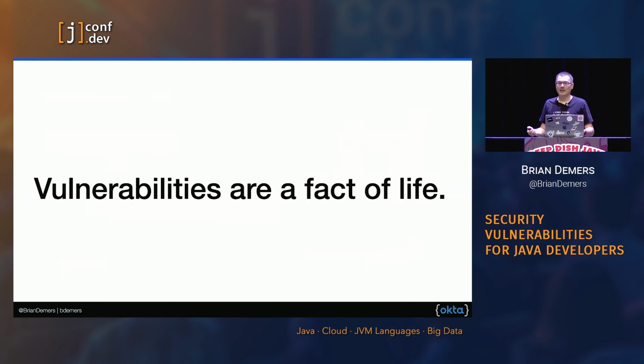Vulnerabilities are a fact of life. It's really something we need to take to heart, right? I keep mentioning this, but it's worth repeating. You need to expect them. And you need to make sure you provide a way for your users to report issues to you. This could be as simple as a mailing list.